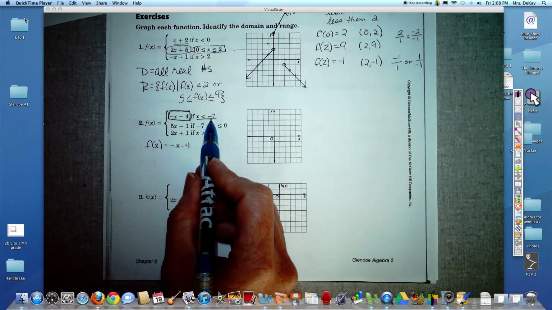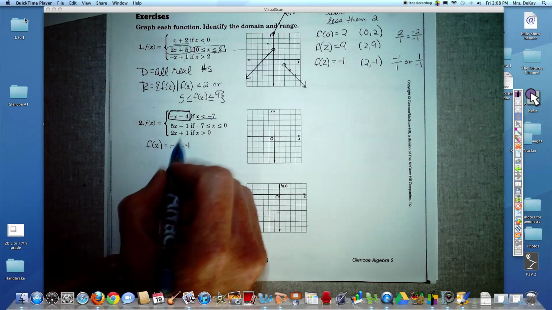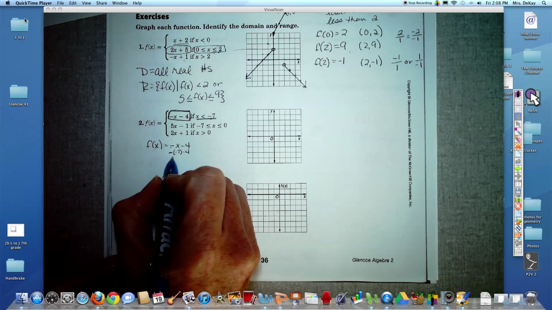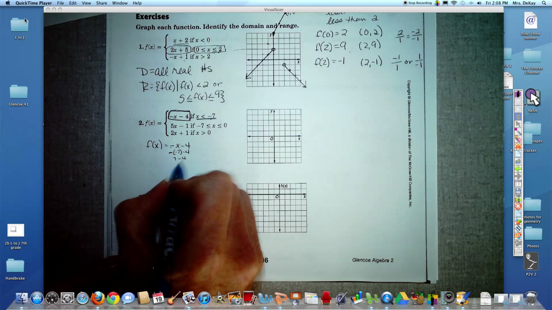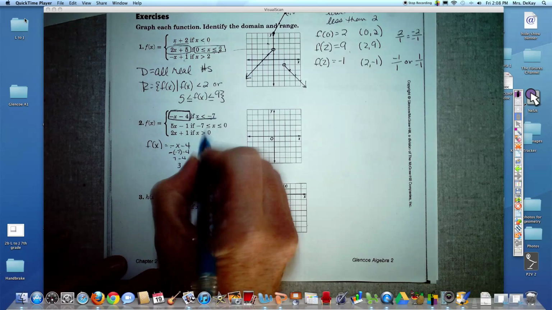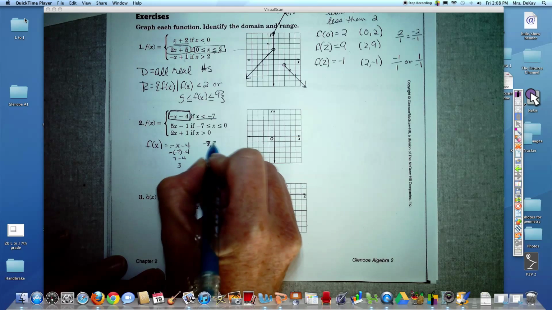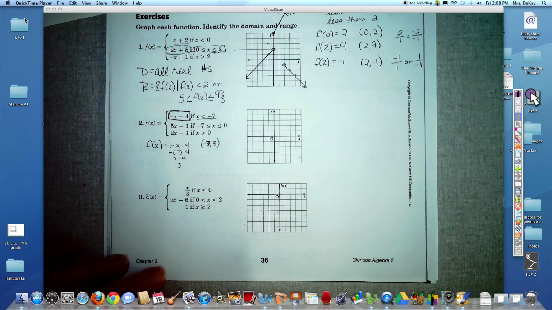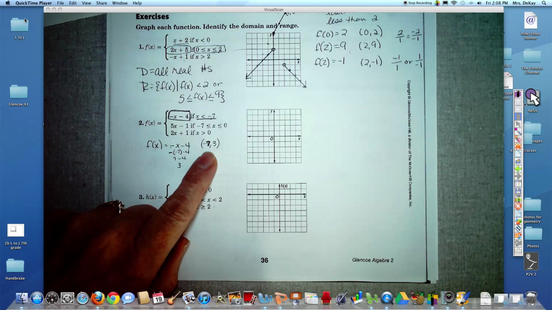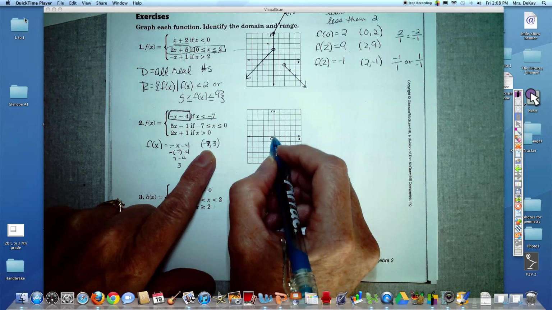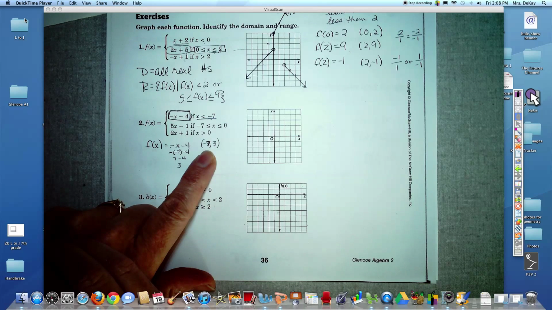-7 and put it in right here. So if I take -7 and put it in here, I actually get 7 minus 4, which is 3, right? So when I put in -7, I got 3. So my first dot is going to be at this point -7, 3. That spot there is always going to be your x.